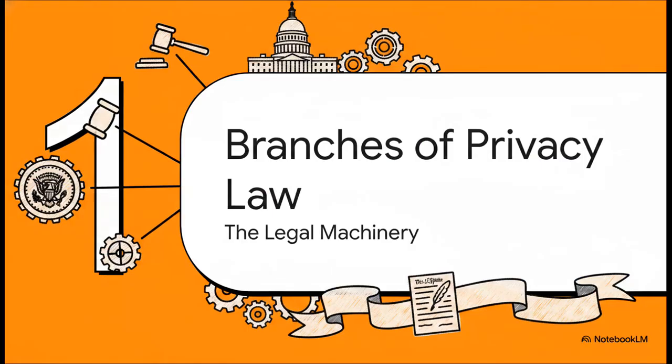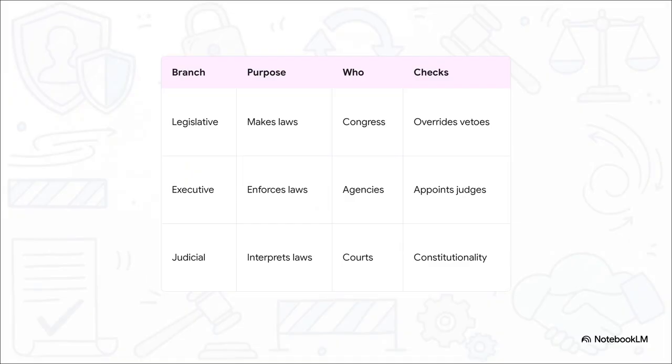Okay, moving right along to Section 1, the branches of privacy law, the legal machinery. Let's see how the Constitution sets up the gears for privacy enforcement. Look at how the US government breaks down here. It's basically like a giant machine with 3 distinct gears, right? You got the legislative branch, Congress, and they draft the privacy blueprint by actually making the laws. Then the executive branch, the president and agencies like the FTC, they act as the police force enforcing those laws. And finally, the judicial branch, the federal courts, steps in to interpret the laws and make sure they actually align with the Constitution.